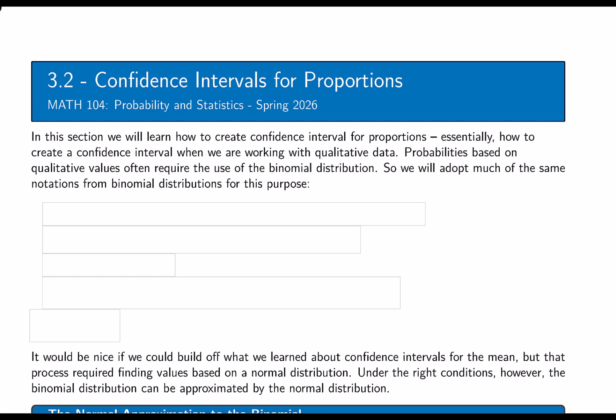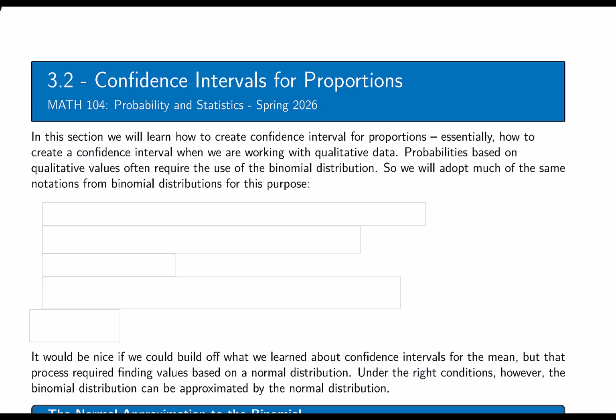In this section, 3.2, we're going to look at how to calculate confidence intervals for proportions, which essentially means what to do when we're dealing with qualitative data. You see, when we're dealing with qualitative data, the only statistics that we generally have available to us are counts or percentages. And percentages are the same thing as proportions. So anytime we're dealing with qualitative data, we have to do stuff with proportions. So that's what we're working on now.